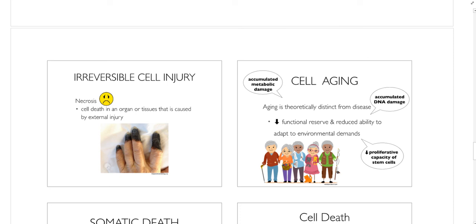Bad death is going to be necrosis. This is unplanned. This is due to an internal or external factor that was not in planning, and can lead to other forms of cell death as well.